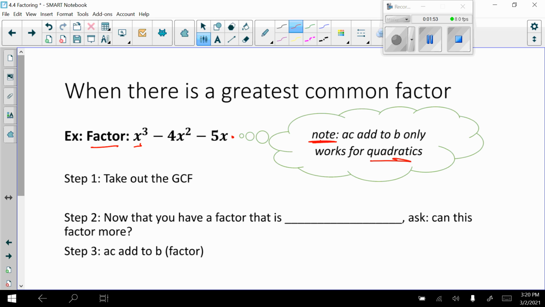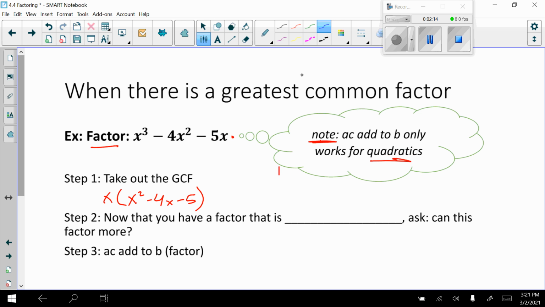So if I look at each of these terms, I see that they're all divisible by x. So I'm going to take an x out of that, and it'll look like this. I'm going to divide x out of it. So it'll be x squared minus 4x minus 5. I just divided each of the terms by x, and now I've taken out my GCF.